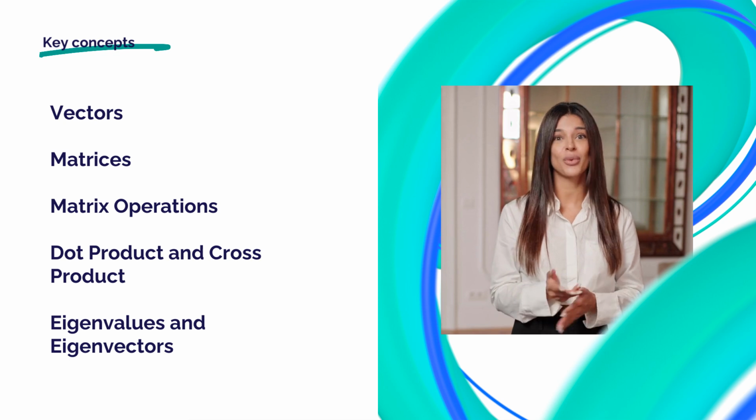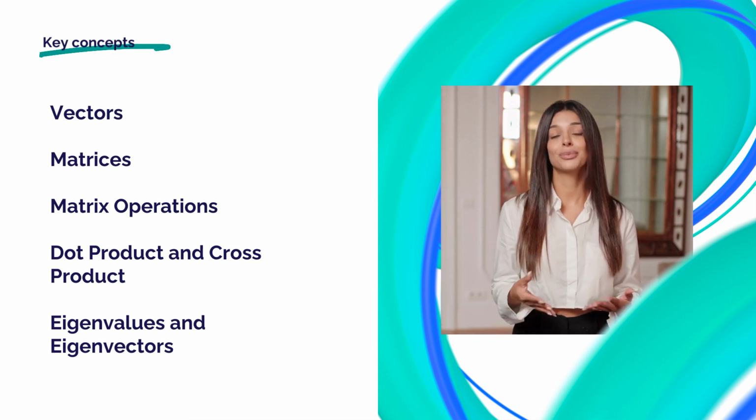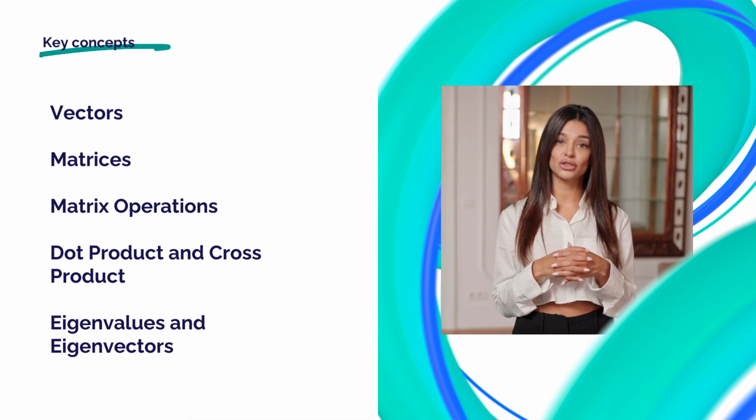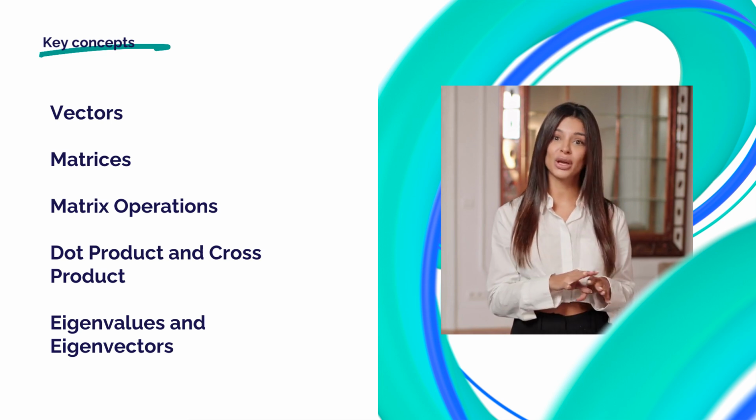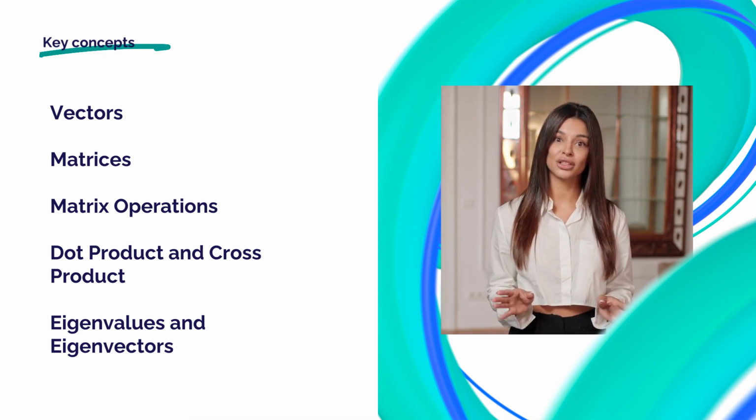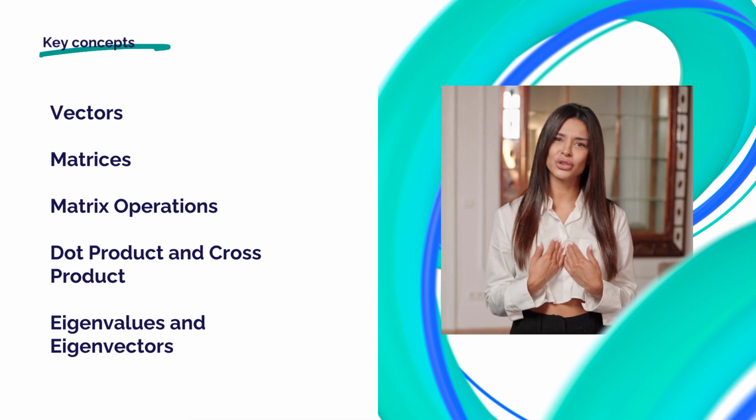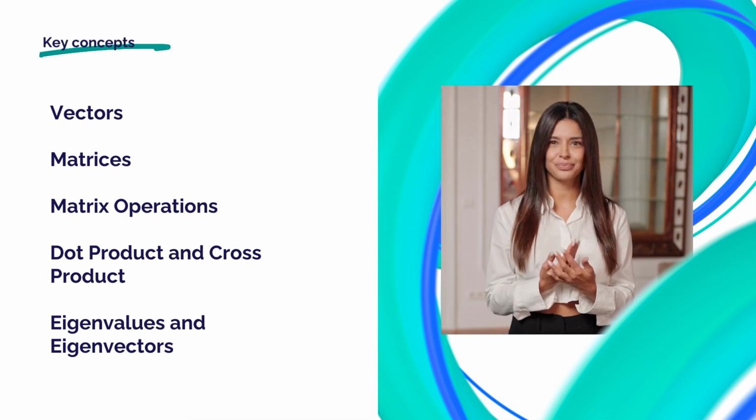Dot product and cross product. Dot product measures the similarity between two vectors. Cross product calculates a vector perpendicular to two vectors, used less frequently in AI.